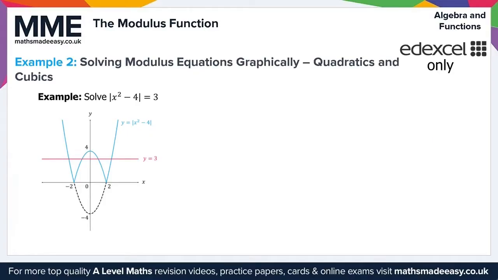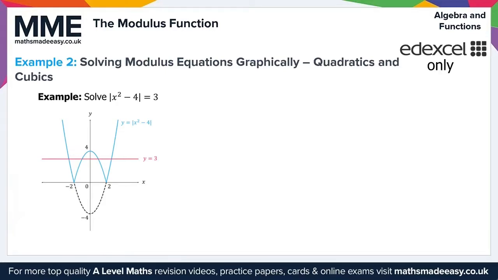Taking a look now at example 2 for the modulus function, which is solving modulus equations graphically, this time in terms of quadratics and cubics. And like we can see here, we've got the modulus of x squared minus 4 equals 3, and we're looking to solve this for x.